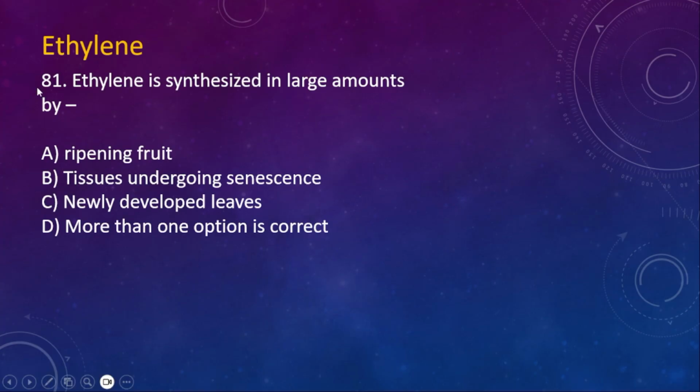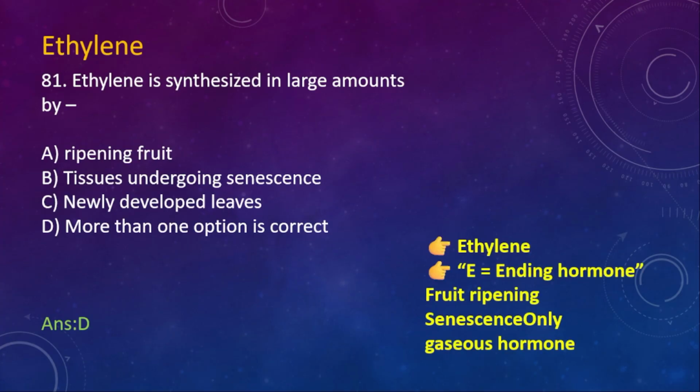81st question. Ethylene is synthesized in large amounts by A. Ripening fruits, B. Tissues undergoing senescence, C. Newly developed leaves, D. More than one option is correct. Here the right option is more than one option is right. Ethylene, we can say, is the ripening hormone. It is helpful for fruit ripening and for senescence, and it's a gaseous hormone. So among them these two are right.